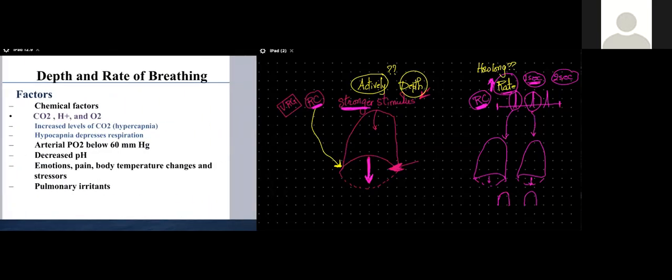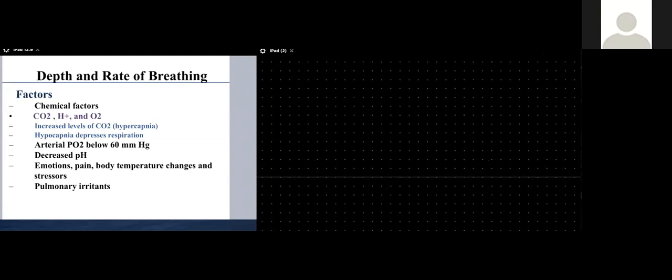All right, so what are factors here that will be affecting the rate and depth of breathing? First, we've got the chemical factors. This includes carbon dioxide, hydrogen ions or protons, and oxygen levels. Increased levels of carbon dioxide, this is what we call hypercapnia. Hypocapnia will be depressing the respiration.